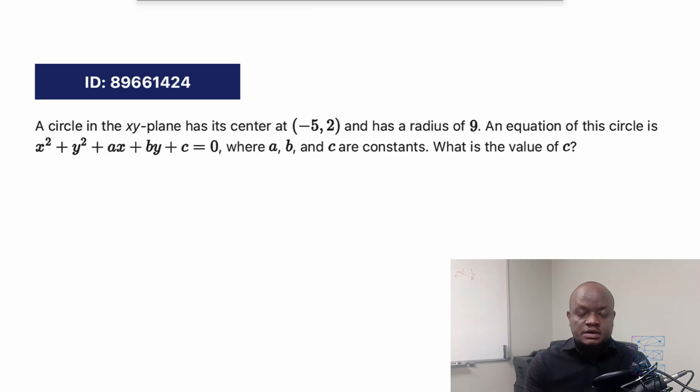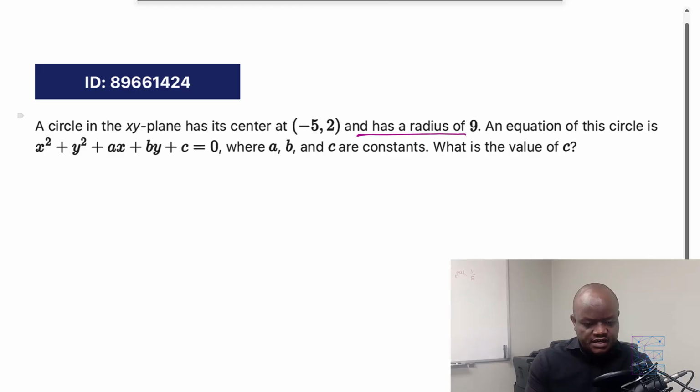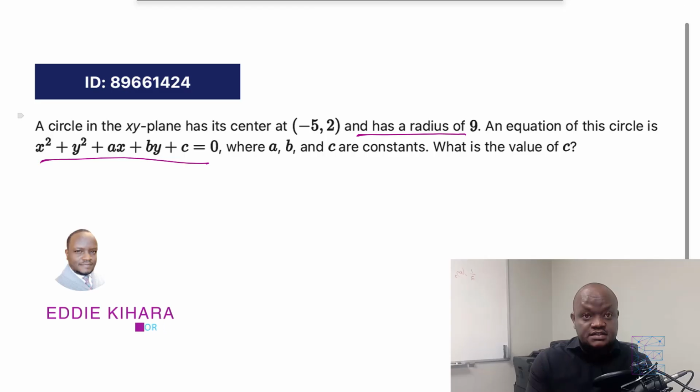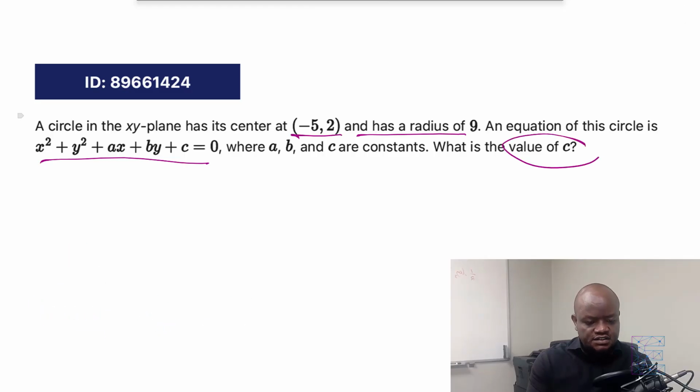A circle in the xy plane has its center at (-5, 2) and a radius of 9. An equation of the circle is this thing, where a, b, and c are constants. What is the value of c?